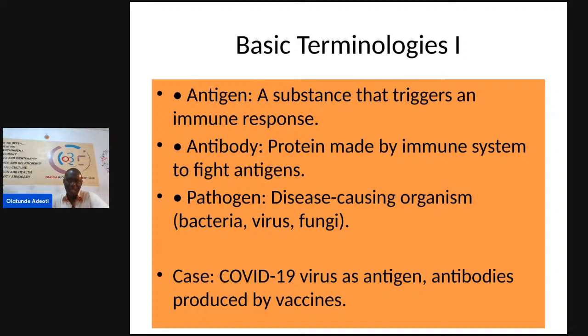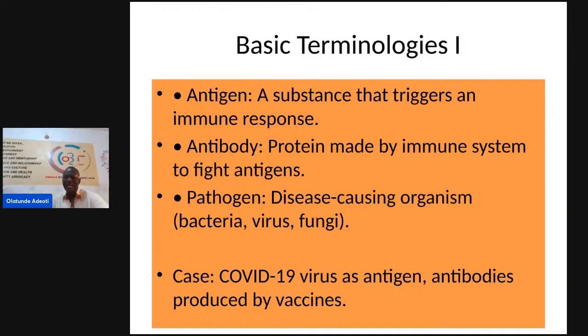Okay. Now, antigen, just like I said, is always foreign. It must be foreign. It must not be part of the body. It must be in antagonistic effect to the body. That's why we call it antigen. Apart from being foreign, it must also be able to trigger an immune response. If it is foreign but it cannot bring out an immune response, that means it cannot be regarded as an antigen.